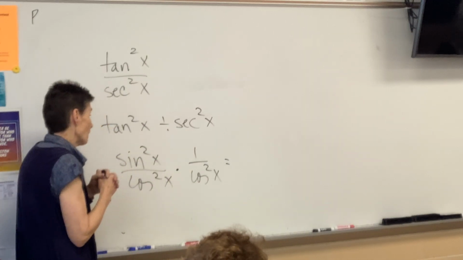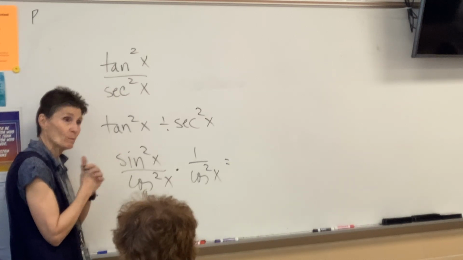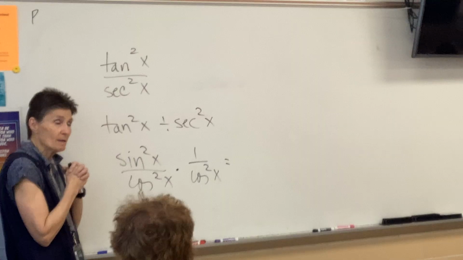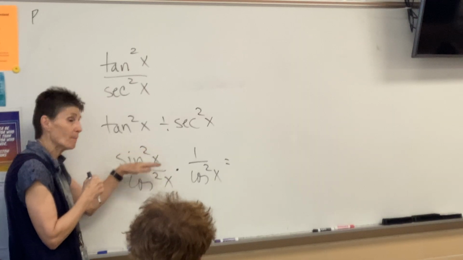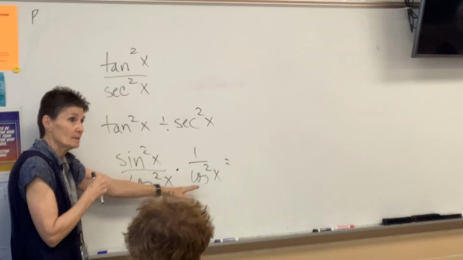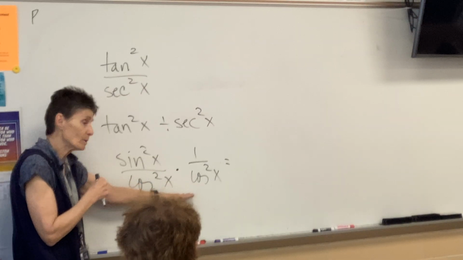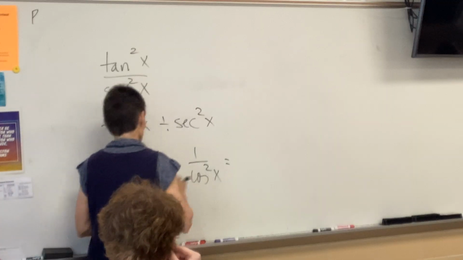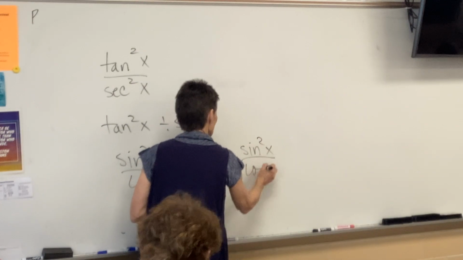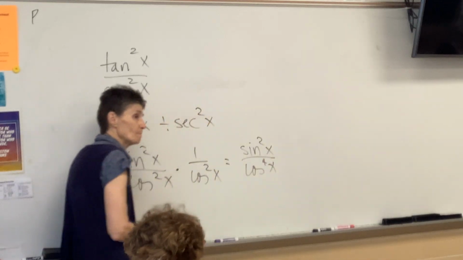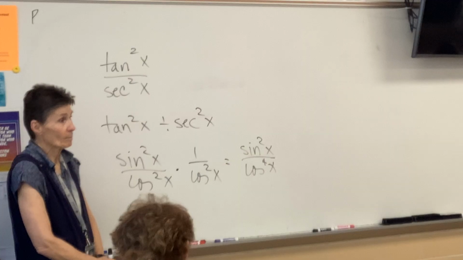Now, what happened last time we did one of these is, at this point, we could actually cancel something. But not this time. Because canceling happens between the top and the bottom, right? So I have 2 cosines, but they're both on the bottom. So they're not going to cancel. They're going to get multiplied together. And I'm going to end up with sine squared over cosine to the 4th. And there really isn't anything else I can do with this problem.